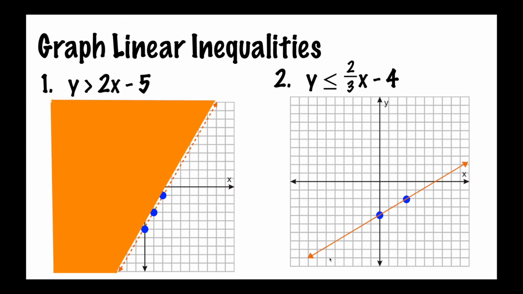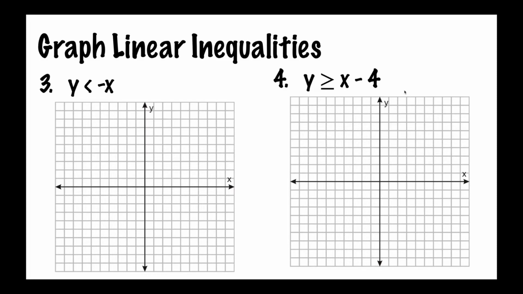The other thing to do, though, is to pick a point, and if it's true, we shade that side, and if it's false, we don't shade that side. Again, if I pick 0, 0, now I'm expecting this to be false because I think that this is the side that I'm shading. So we'll see what happens. I would get 0 is less than or equal to 2/3 times 0, which is 0, minus 4. That means I get 0 is less than or equal to -4, which is not a true statement. 0 is not smaller than or equal to -4. That means that this should not be shaded. It is not one of the solutions to this inequality. So I will end up shading below that line.